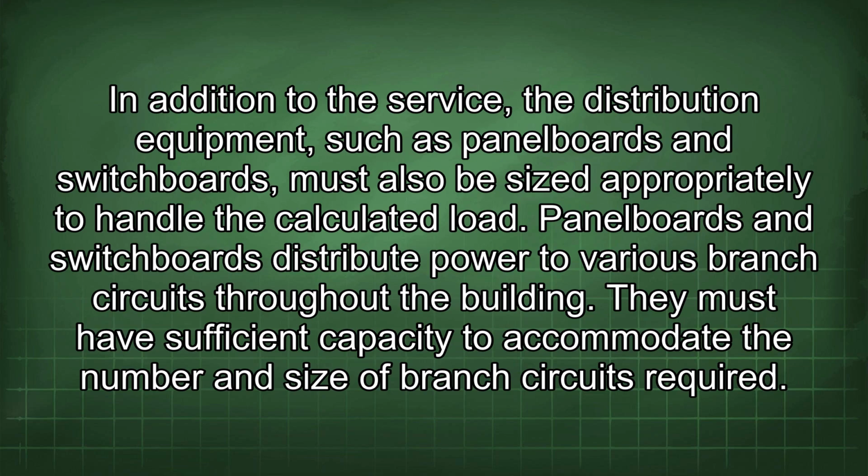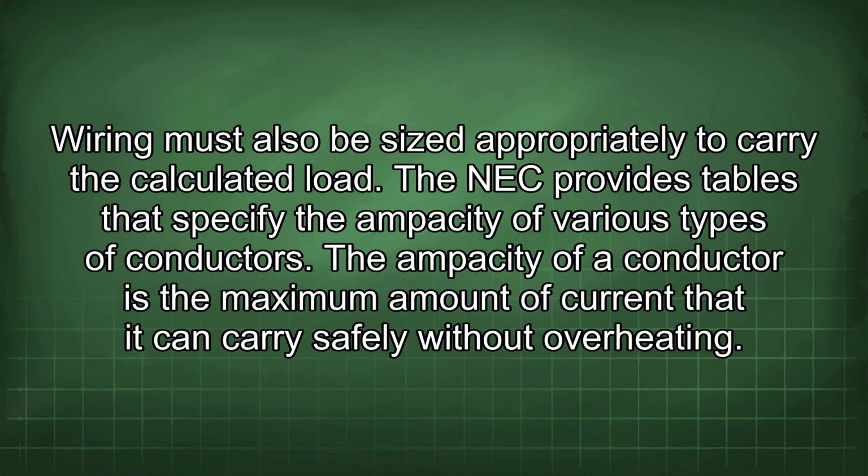In addition to the service, the distribution equipment, such as panel boards and switchboards, must also be sized appropriately to handle the calculated load. Panel boards and switchboards distribute power to various branch circuits throughout the building. They must have sufficient capacity to accommodate the number and size of branch circuits required. Wiring must also be sized appropriately to carry the calculated load. The NEC provides tables that specify the ampacity of various types of conductors.